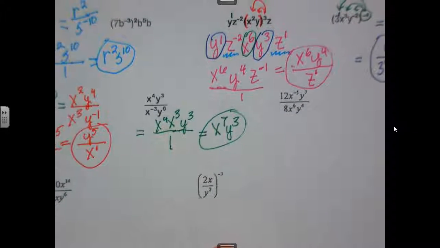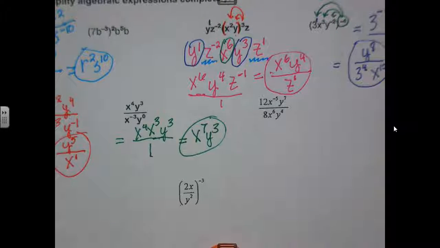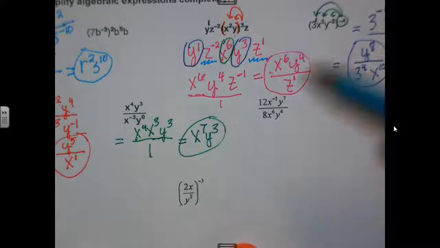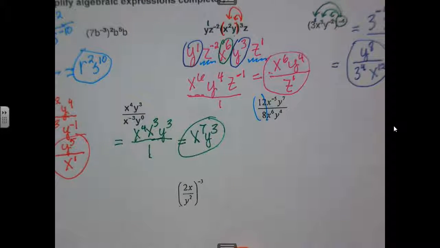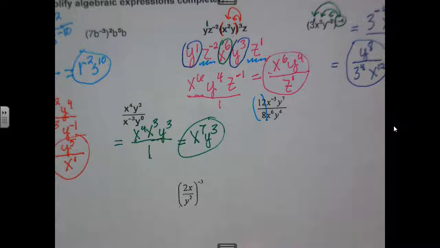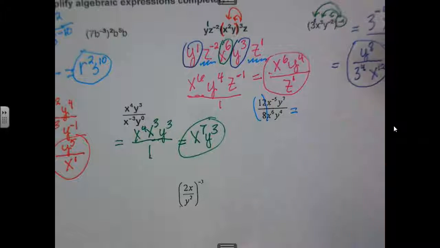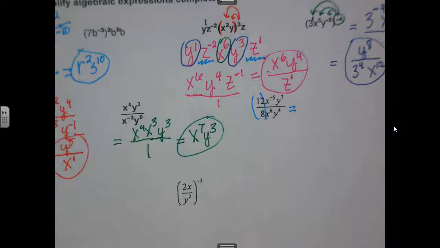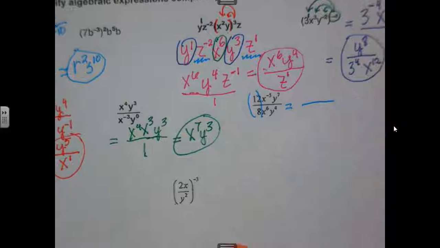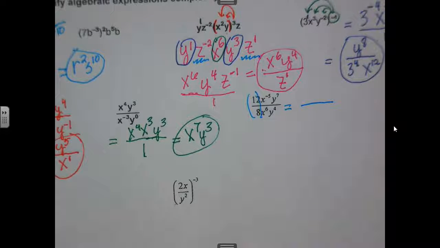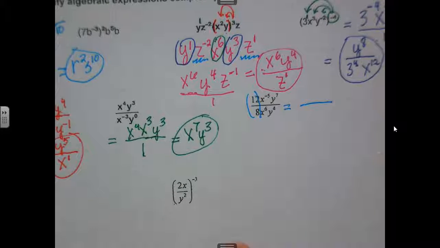The next problem. Notice we got something new here, right? We have this 12 divided by 8. Just think of that as a coefficient. 12 divided by 8, don't forget about them. Don't just transfer them over. A lot of times they're going to divide out to a whole number. If they don't, make it the fraction. What is 12/8? Simplified. 3/2.